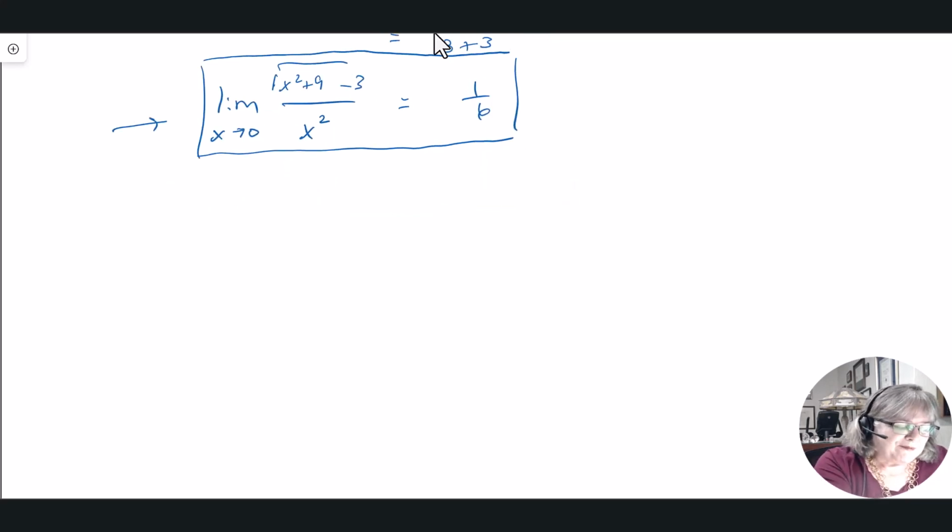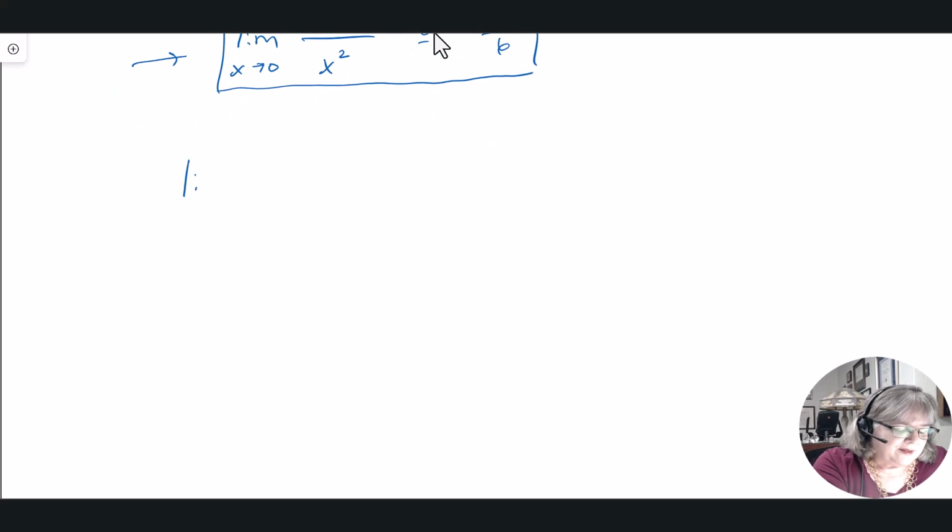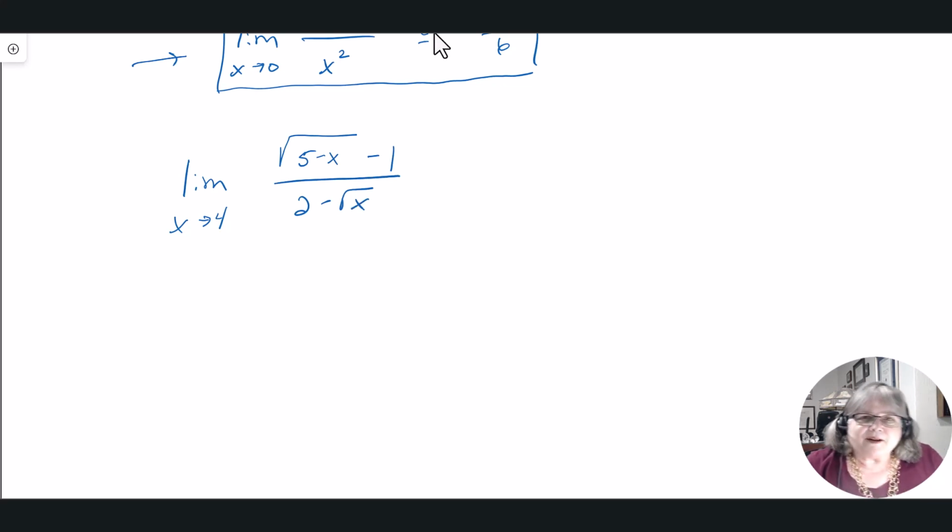Now this last problem I want to show you is a way to reason your way through a problem. So just bear with me here for a second, and let's talk about the limit as x approaches 4 of the square root of 5 minus x, minus 1, over 2 minus the square root of x. Now, we're going to actually end up using two techniques and comparing them.